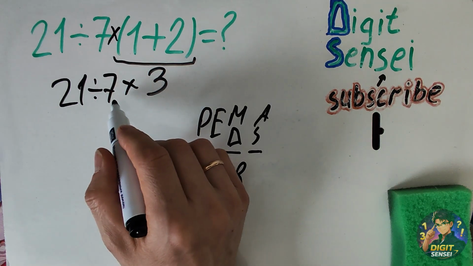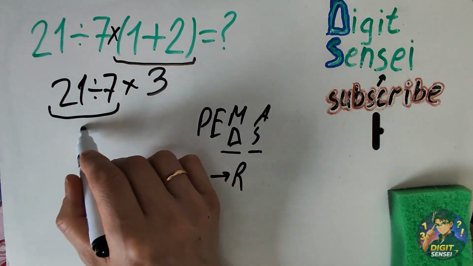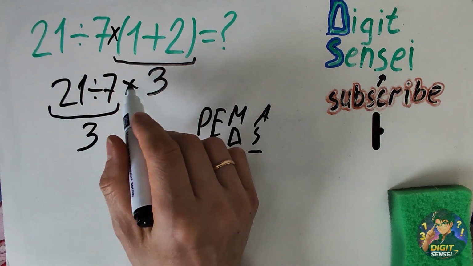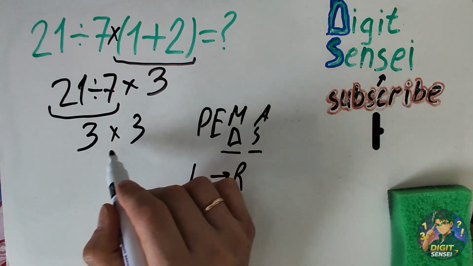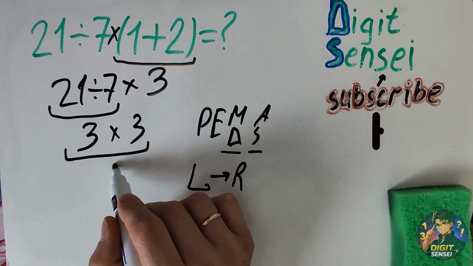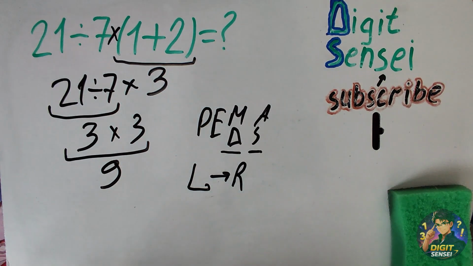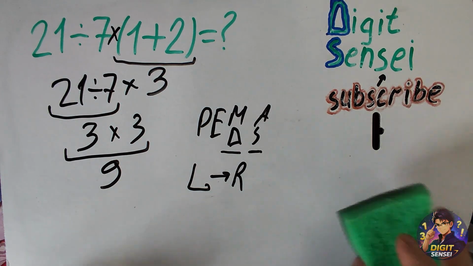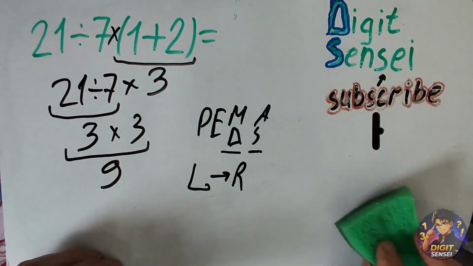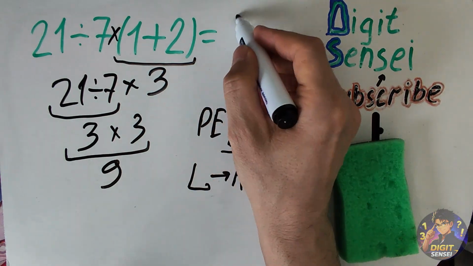21 divided by 7 equals 3. So 3 times 3, which gives us 9. And this is our final answer to this problem. The correct answer is 9.